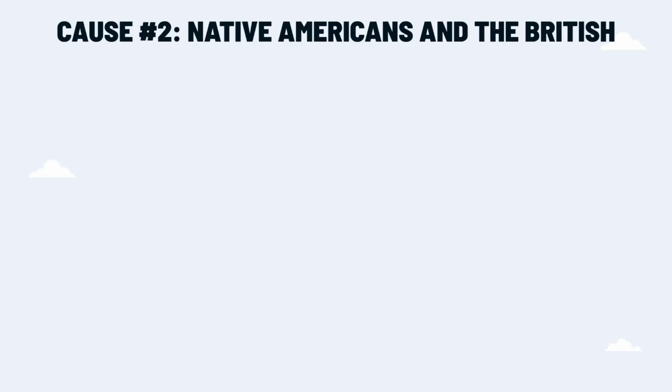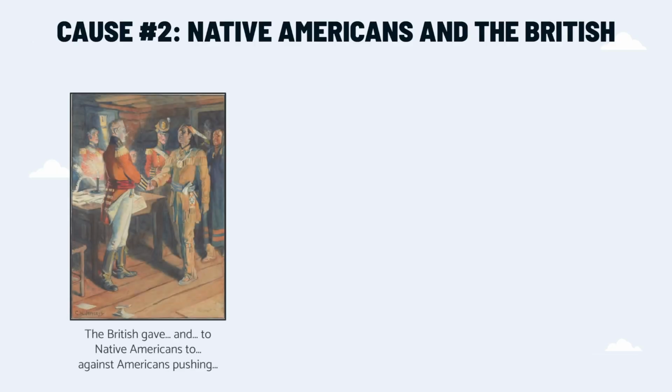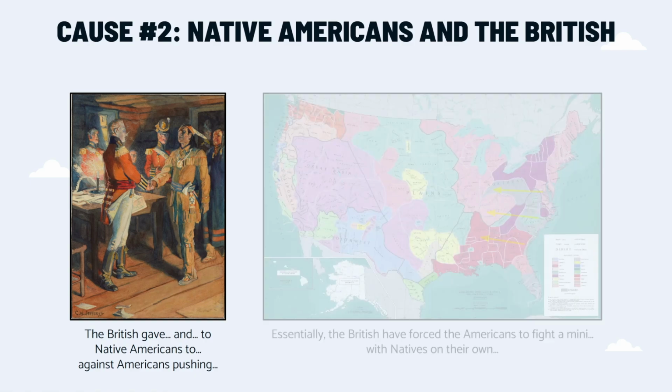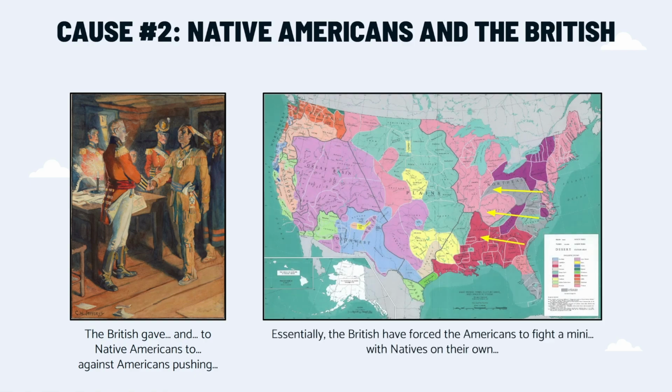Now, our second cause is Native Americans and the British. What we see is that the British are going to give weapons and resources to Native Americans to fight against Americans pushing west. Remember, we keep talking about this idea briefly of westward expansion. Native Americans are there. They're in this land. And so the British have forced the Americans to fight almost a mini war with the Native Americans on their own land. As we push west from the 13 states here, we run into Native Americans who have been given resources and weapons by the British, and that makes it incredibly difficult to go west.